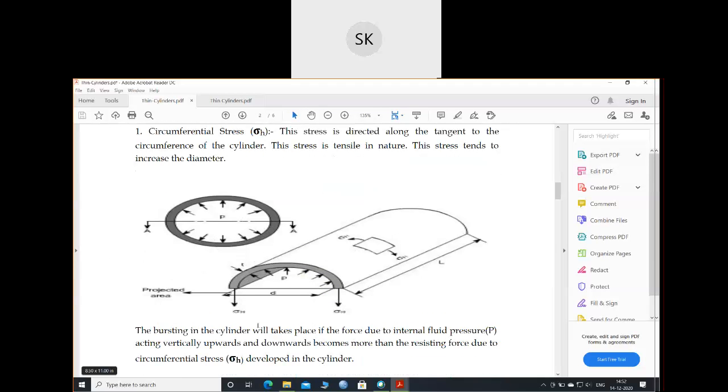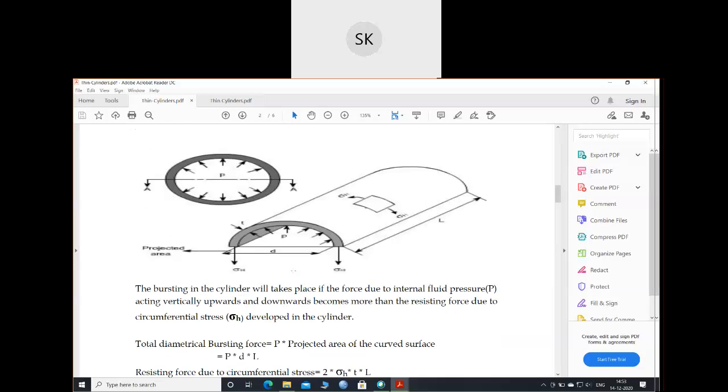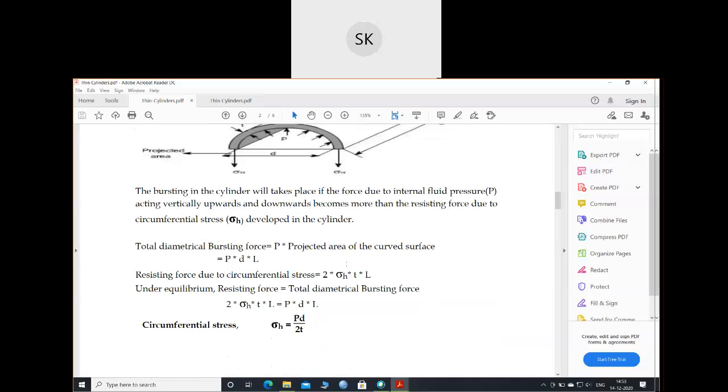The bursting in the cylinder will take place if the force due to internal fluid pressure acting vertically upwards and downwards becomes more than the resisting force due to circumferential stresses developed in the cylinder. Due to its thickness, if this circumferential stress is not able to resist this internal pressure, then it will fail or burst out. Okay, so here is the derivation. We have seen the derivation, so I will not go through it. The circumferential stress has the formula PD by 2T.